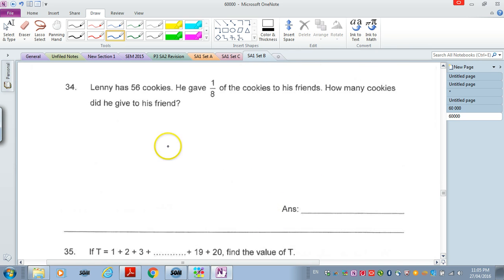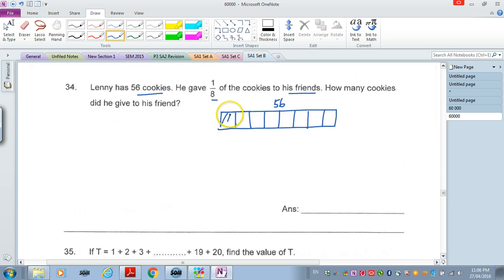Question 34. Lenny has 56 cookies. He gave 1/8 of the cookies to his friends. So I know that altogether he has 56, and there are 8 equal parts. 1, 2, 3, 4, 5, 6, 7, 8. How many cookies did he give to his friends? So I know 8 units is my 56. 1 unit would be my 7, because I take 56 divided by 8.